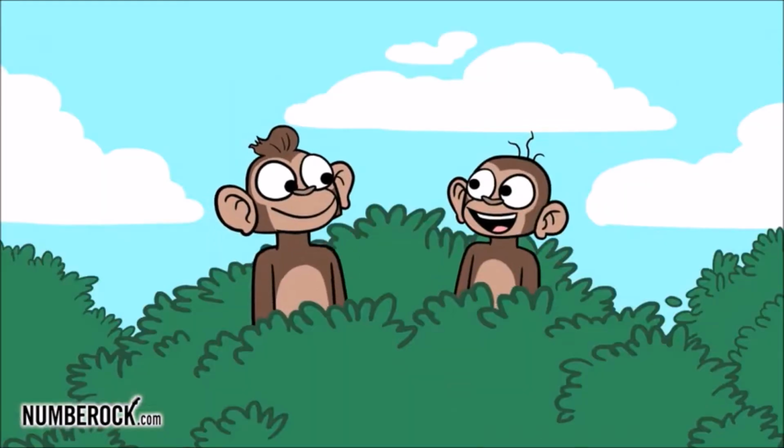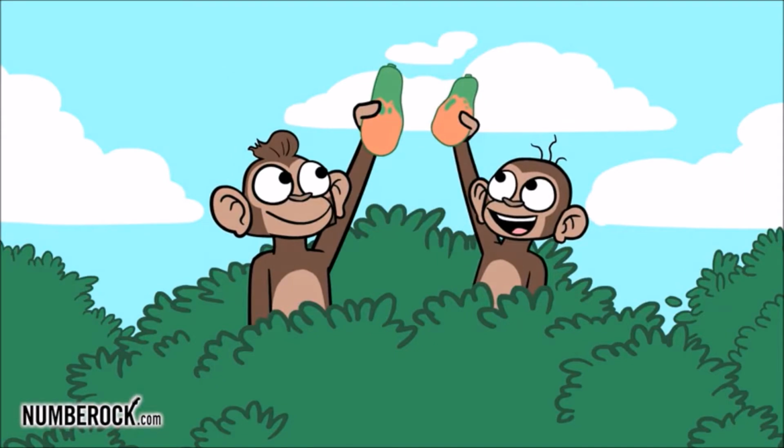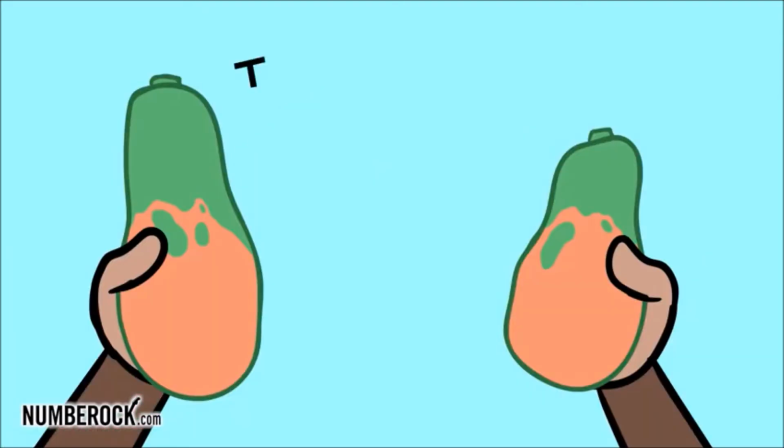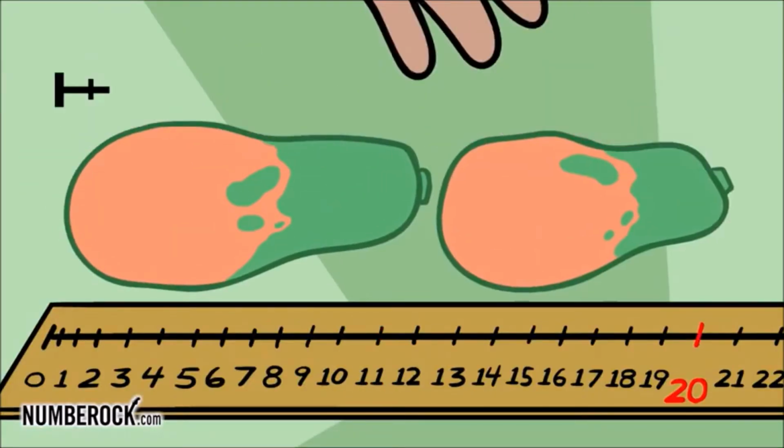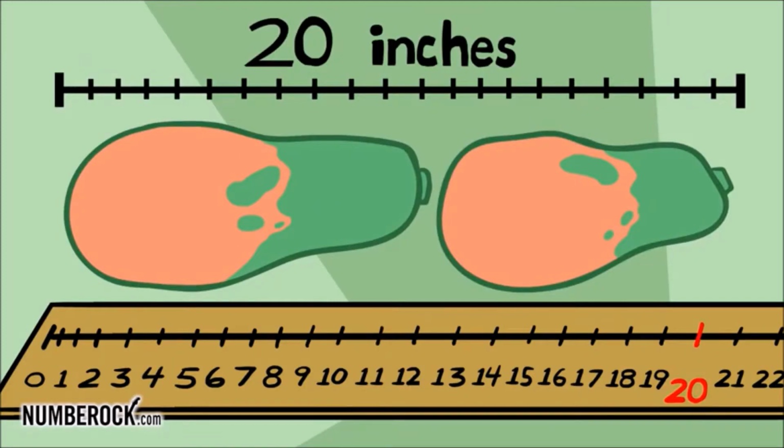Then Tico asked Mario to combine their 2 papayas on a number line. Mario had an 11-inch papaya, Tico's was 9, that was the data. They started at 11 and added 9. They shared all 20 inches for supper time.